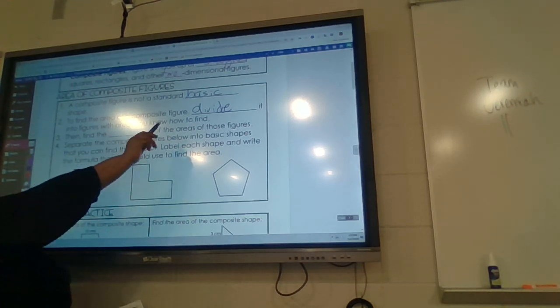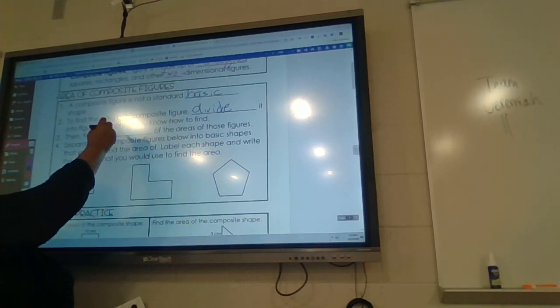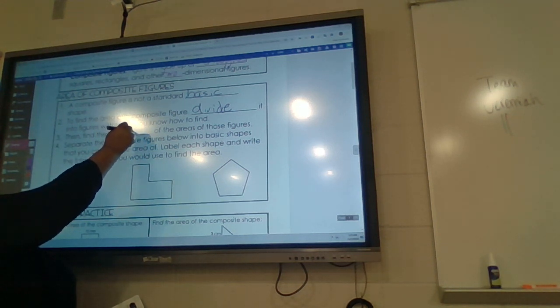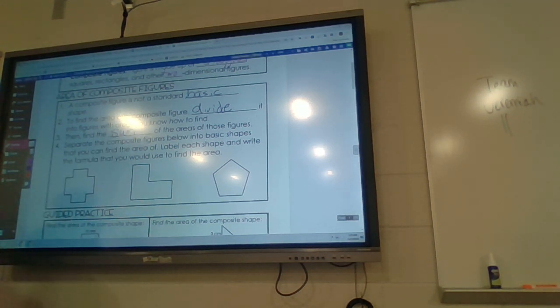Okay, so you're going to divide it into figures with areas you know, and then find the sum. That means you're going to add them up like we just did in the bell ringer. You're going to find the sum of the areas of those figures.